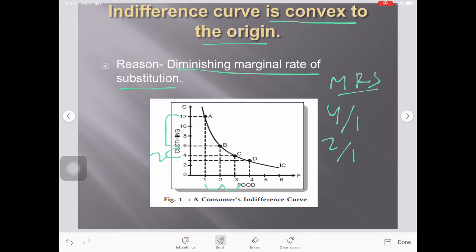So we can see from this diagram that marginal rate of substitution is decreasing. This is the reason why indifference curve is convex to the origin. Suppose MRS is constant, that means it will remain 4, then the shape of the indifference curve will be a straight line. Again, if MRS increases, the shape of the indifference curve will be concave to the origin. But as we know that marginal rate of substitution will always decrease due to law of diminishing marginal utility. So the shape of the indifference curve is convex to the origin.